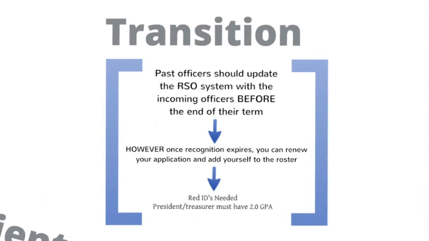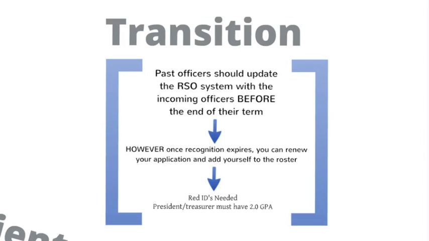So first, you want to make sure that the outgoing officers do a proper officer transition. So you want to make sure that your past officers are updating the RSO system before the incoming officers begin their term. So this is really crucial if you elect your officers in the beginning of the spring semester, because your recognition application will be current in our system. It will not have expired yet, so it's important you go ahead and put the new officers in there so that they can log in with their red ID numbers to make any changes to the roster or to even get into the event approval system.